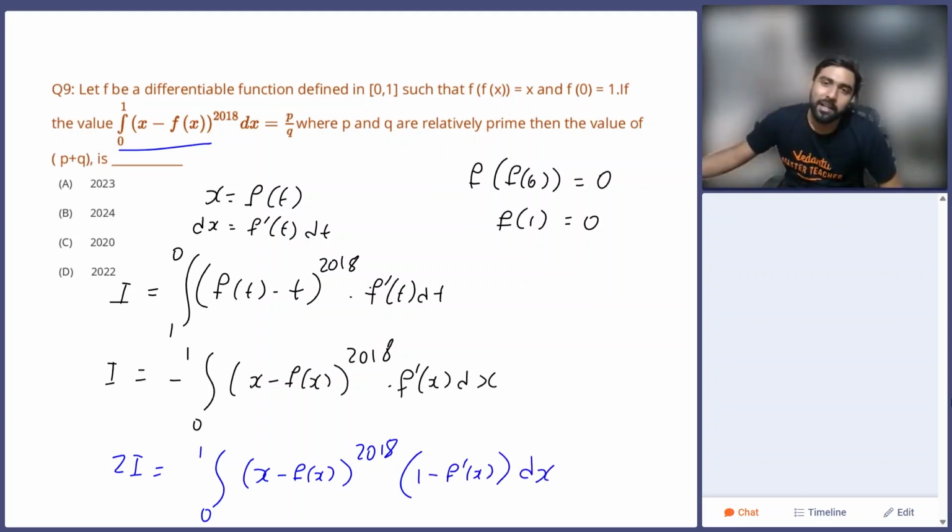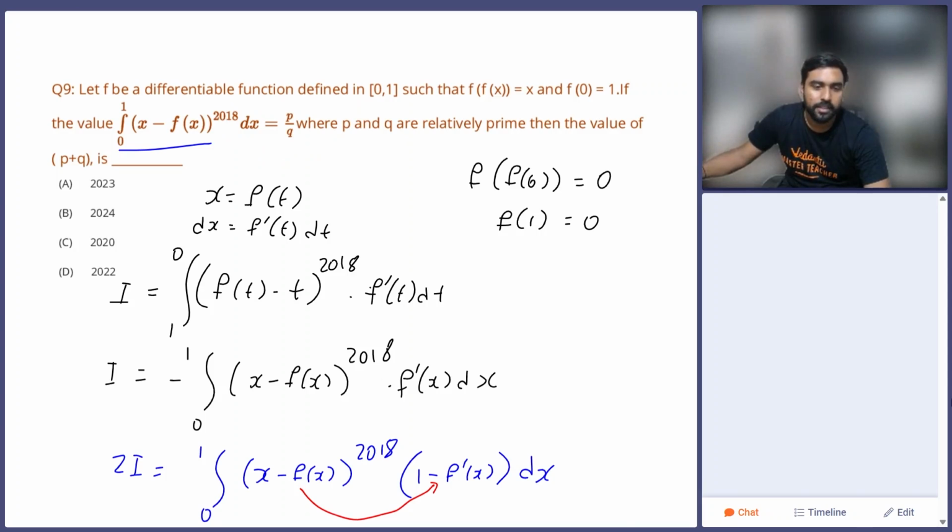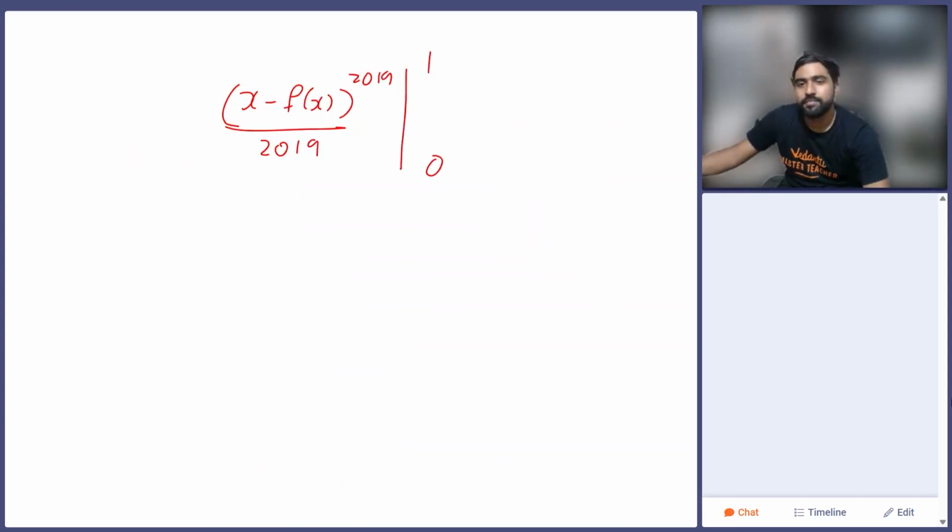Why is this important? Because this 1 minus f dash of x is the derivative of the x minus f of x term over here. So that means I directly have my derivative present over here. So my integral will be x minus f of x whole power 2019 divided by 2019, limit from 0 to 1 over here. Okay, this is what you're looking for.